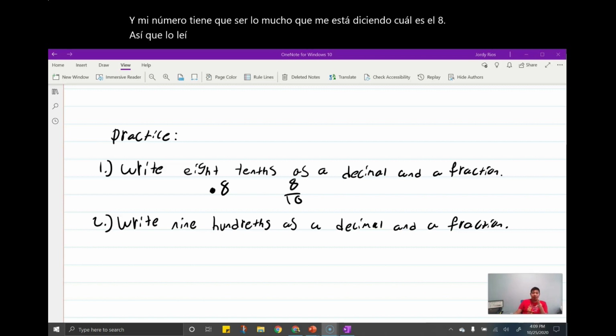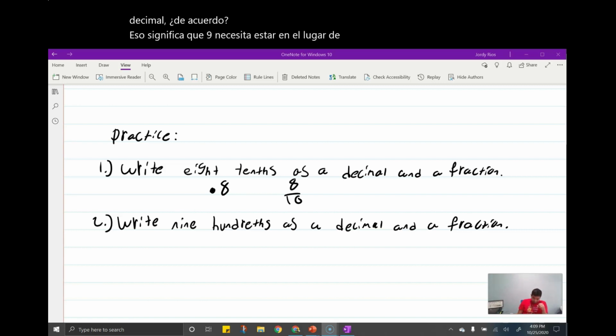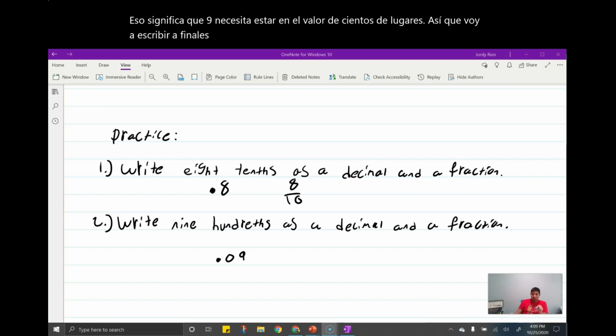Okay. Number 2, write 9/100 as a decimal, okay? So that means that that 9 needs to be in the hundredths place value. So I'm going to write ".09", okay? And that 9 is in the hundredths place, so therefore that's how I'm going to write it.